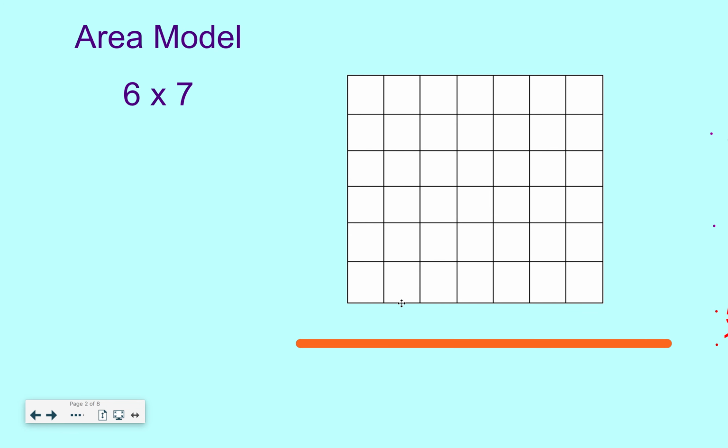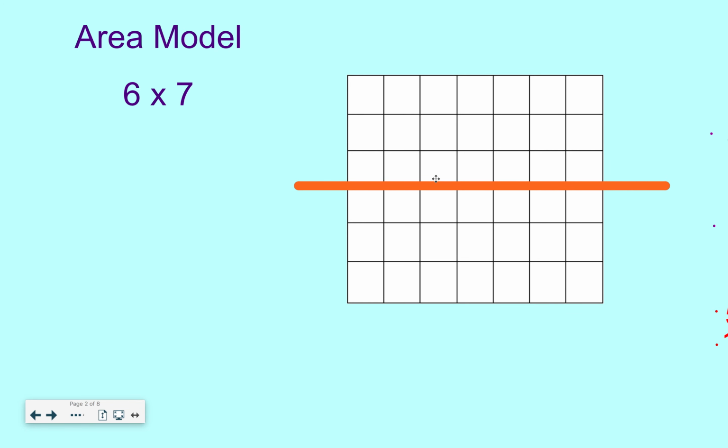So instead of thinking of that as 7 plus 7 plus 7 plus 7 plus 7 plus 7, I'm going to split that up. So one way that I can decompose that 6 is I can think of it as 3 groups of 7 and then another 3 groups of 7. Well, I know 3 times 7 is 21, and 21 plus 21 is 42. So 6 times 7 is 42.